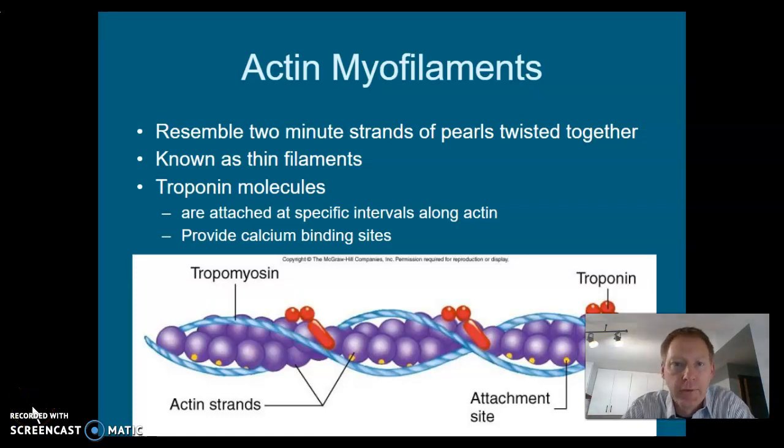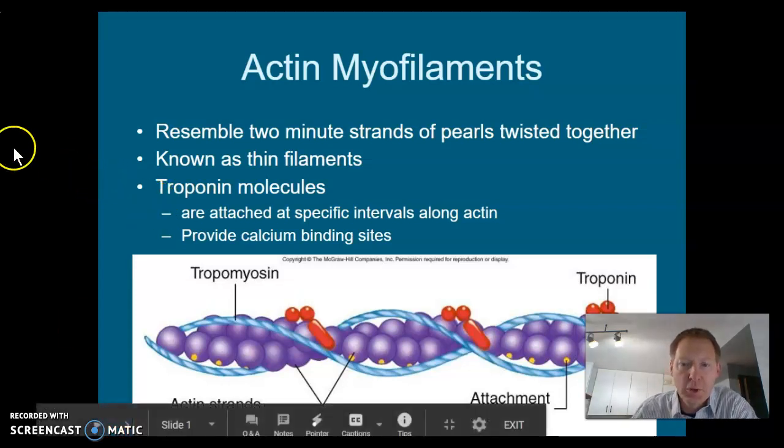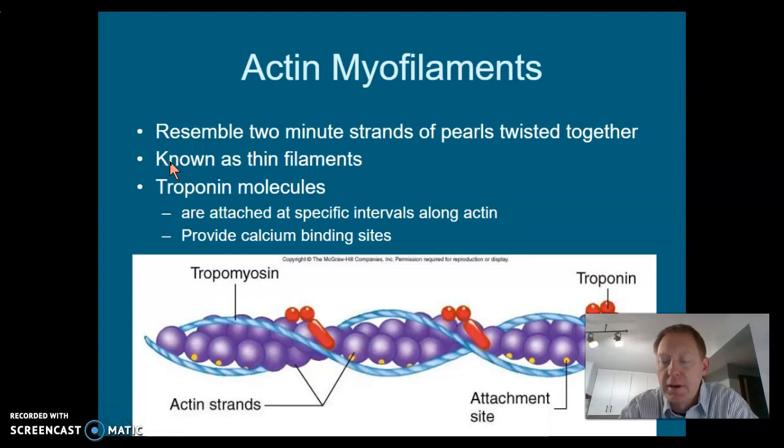Hello everybody, this is lesson 4 in the anatomy muscular system unit. So today we're going to take a look at some of the microscopic, or even more than microscopic, the chemical structures inside the muscle. So this is a real deep dive.